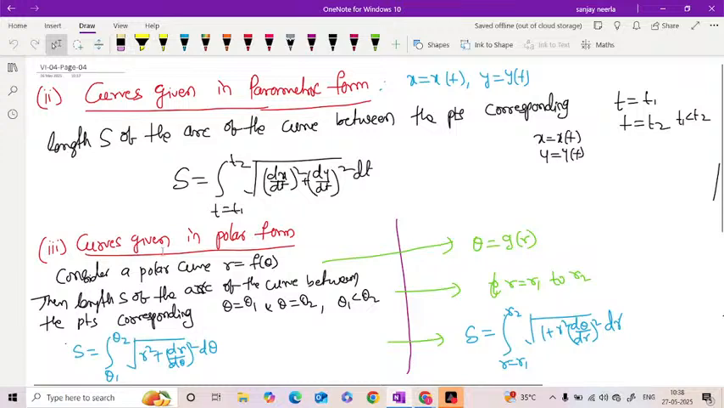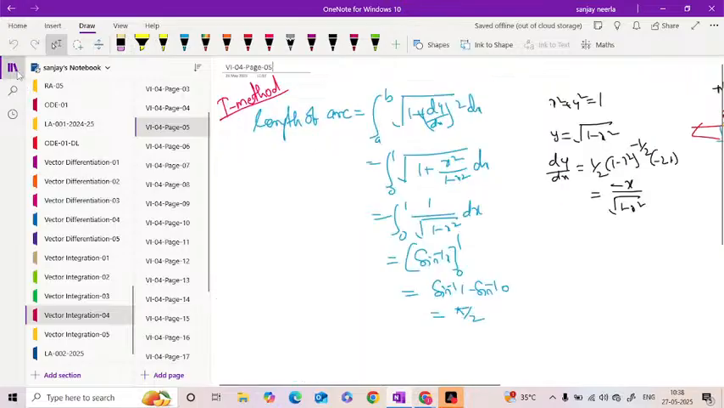And one more, we have the polar form of the arc length, that is s is equal to the integral from theta 1 to theta 2 of the square root of r square plus dr by d theta whole square into d theta. If theta is a function of r and r limits are r1 to r2, s is equal to the integral from r1 to r2 of the square root of 1 plus r square d theta by dr whole square into dr. So finally we have three varieties: Cartesian form, parametric form and polar form. I think we have seen one problem also.